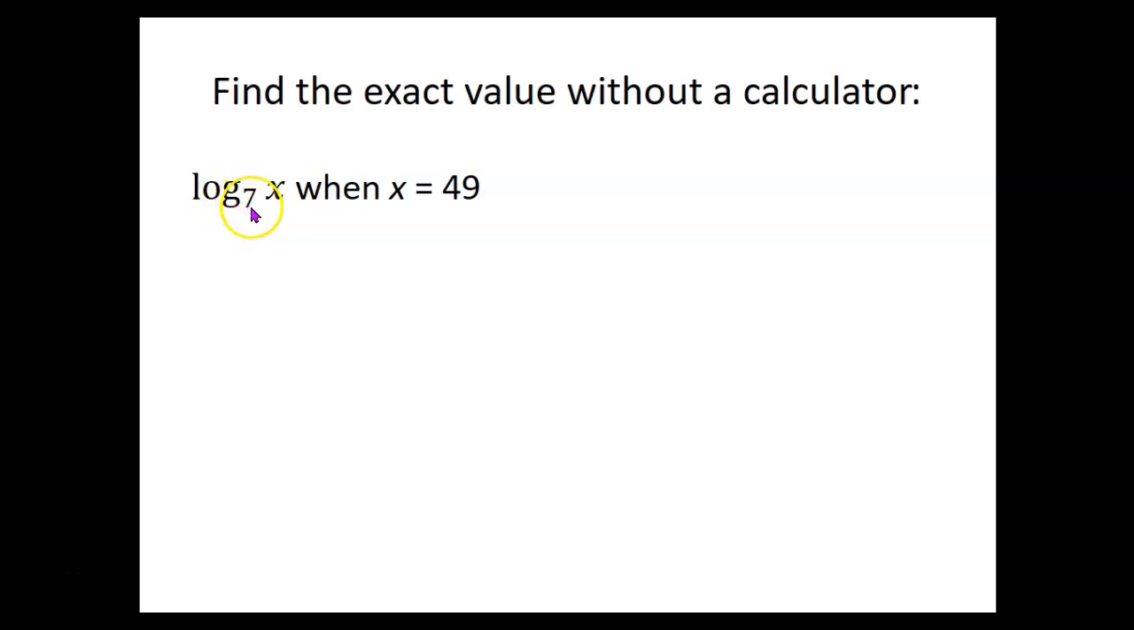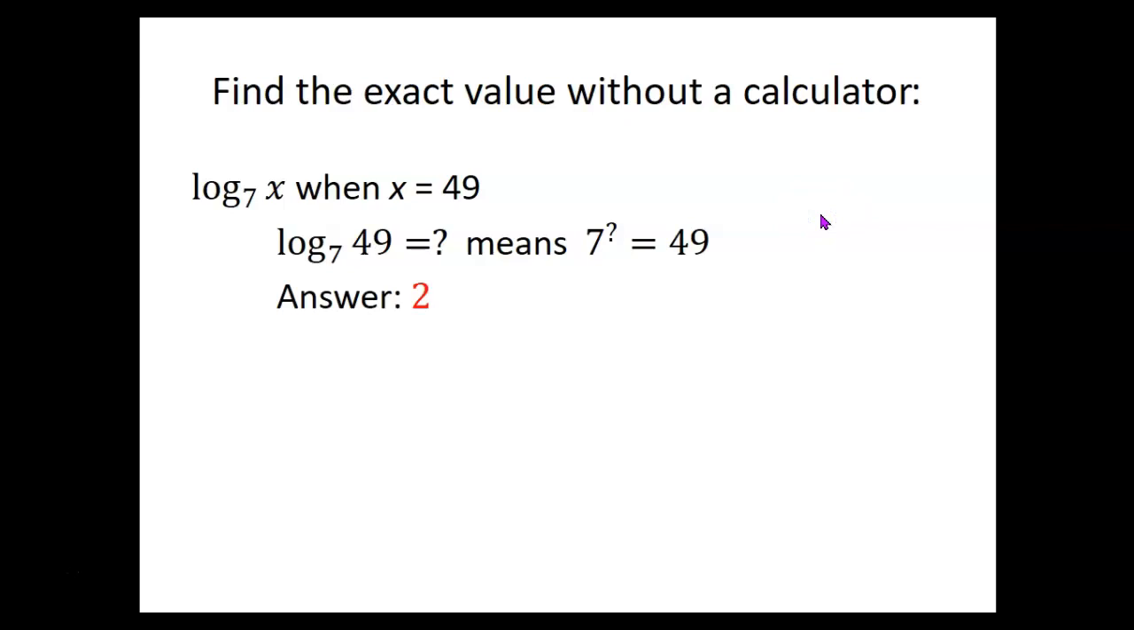Find log to the base 7 of x when x is 49. In other words, if we put 49 in for x, so we're talking about the base 7 log of 49, what is that? And remember, the log base 7 of 49 means the power that you have to raise 7 to get 49. So when I say, what's the base 7 log of 49? I'm saying 7 to the what power gives you 49? And of course, the answer is 2. 7 to the 2 power is 49.